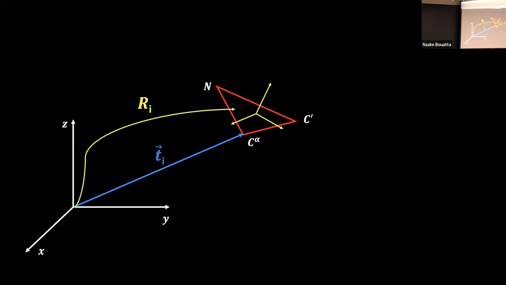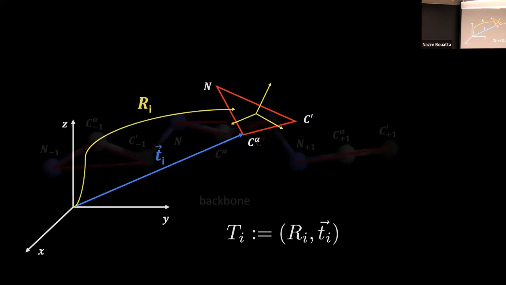Remind me, this is a standard result by Euler: there are unique rotation matrices that map one frame to the other. So to sum up, every triangle in the protein will be described by a pair, a rotation matrix and a translation vector. And this information is complete to characterize the orientation and the position of the frame. Therefore, our plan from now on is to learn those objects to build the backbone geometry.